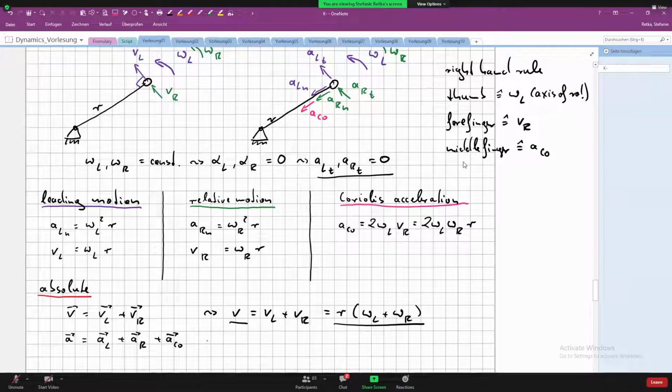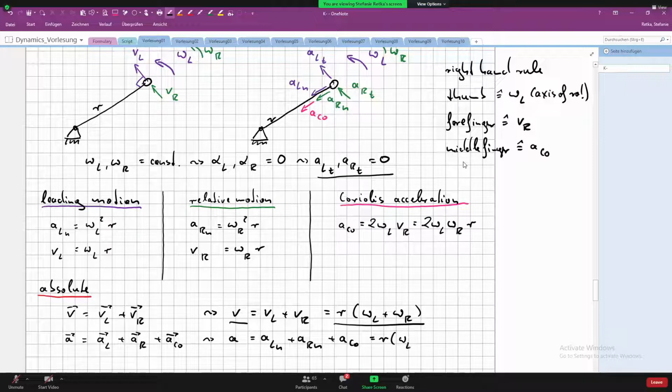And for the acceleration, again, our tangential components are 0. And the other 3 components also point in the same direction. So again, it's quite a simple addition: leading normal acceleration plus relative normal acceleration plus Coriolis acceleration. And then, well, we can just, again, write like this.